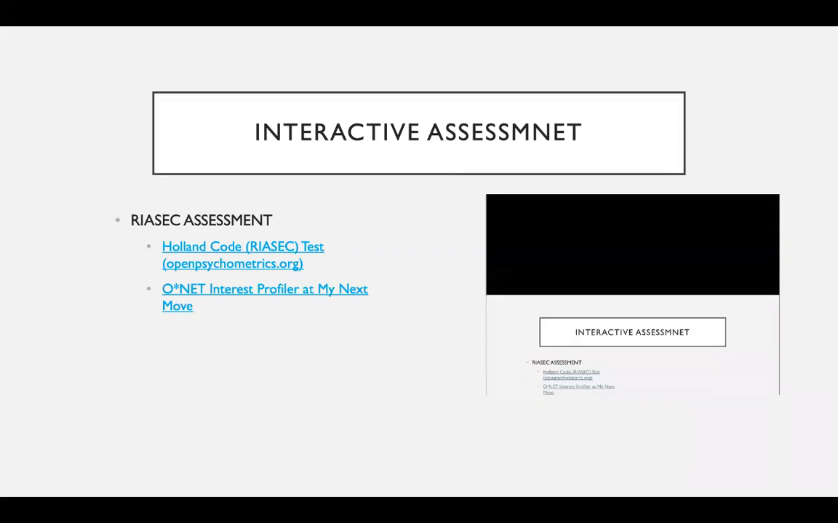As part of the presentation, we will be completing the RIASEC assessment. I did add two links. You can either complete the Holland Code test on openpsychometrics.org or the O-Net Interest Profiler at My Next Move. Both follow the same algorithm of providing you 60 questions to answer on whether you like or dislike a given job description. However, there is one slight difference: the Holland Code does offer an additional 26 questions that the O-Net does not offer. We will be using the O-Net Interest Profiler.